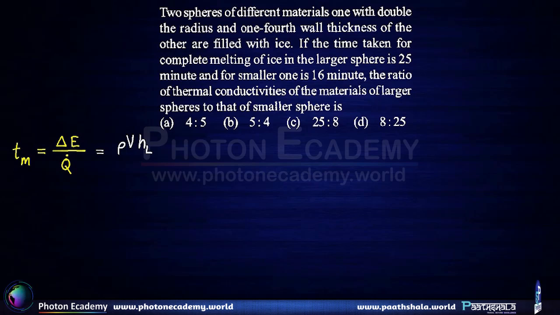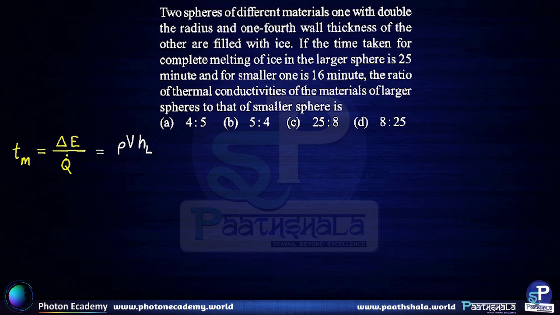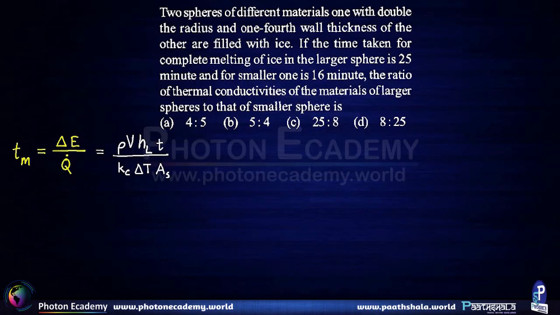Latent heat of melting is the amount of heat to be added to 1 kilogram of a solid to convert it into liquid. So this is the energy content of ice. This will be divided by the thermal conductivity Kc into the difference in temperature across the surface into the area of the surface As divided by the thickness of the wall. Let's not confuse the small t, which represents thickness, with Tm, which represents the time for melting.